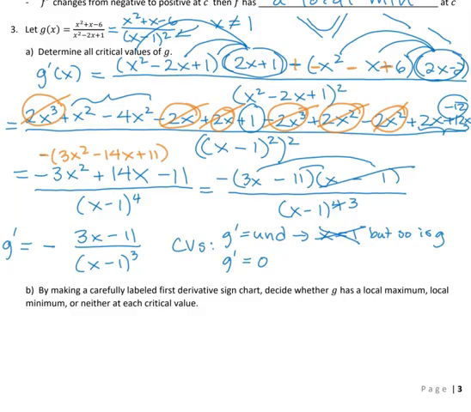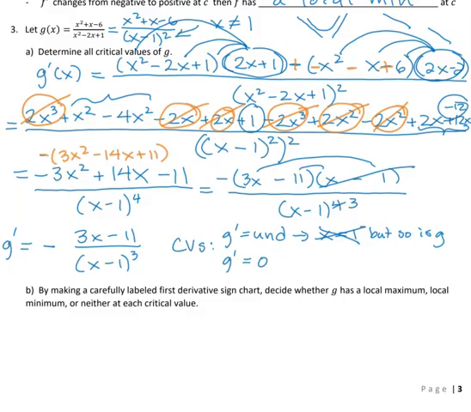Here, what's happening is that the function has an asymptote at 1, which means there's definitely not a max or a min, and that asymptote is carrying through to its derivative. So that one doesn't count, but always check it. There are functions that will have an undefined derivative that is a critical value.